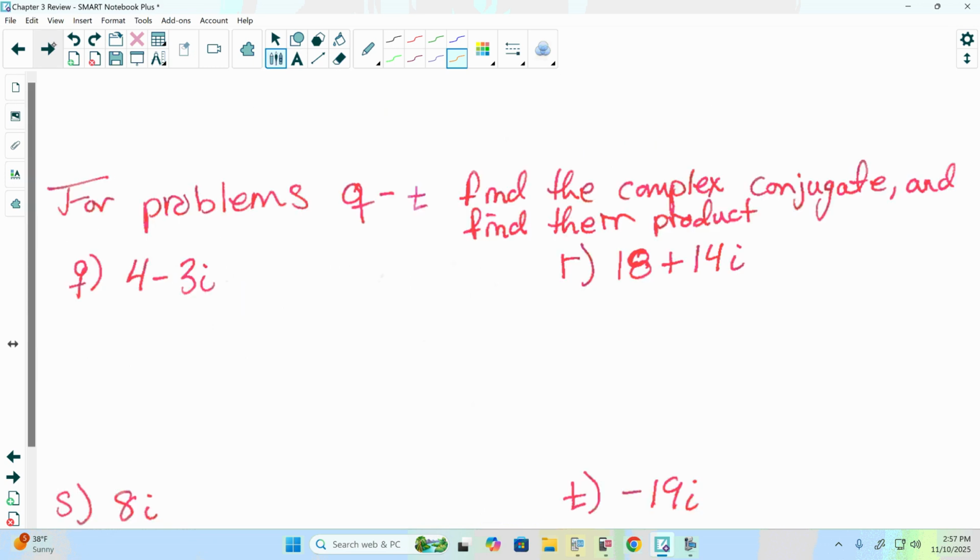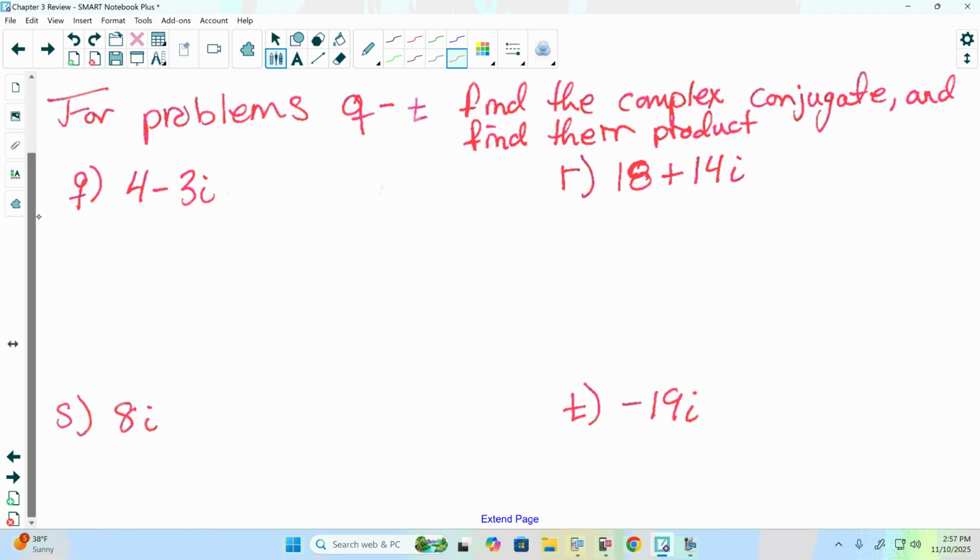Next type. Complex conjugates. If we're given a plus bi, the complex conjugate is a minus bi. If we're given a minus bi, its complex conjugate is a plus bi. So if we're looking for the complex conjugate of 4 minus 3i, it's going to be what? 4 plus 3i. We're changing the sign in front of i to get the complex conjugate. So half the answer for this is 4 plus 3i. Questions on this so far?